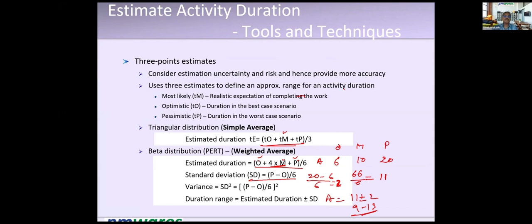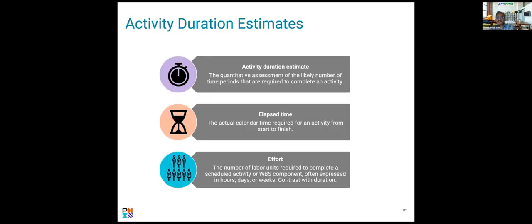So let's come back here. We discussed expert judgment, analogous, that is one-to-one, parametric, that is studying many projects and then creating a formula, deriving an equation, and then calculating our estimates, and the PERT estimates.